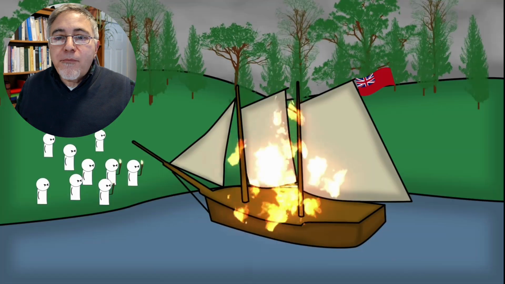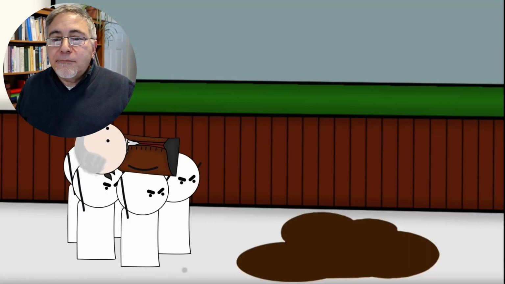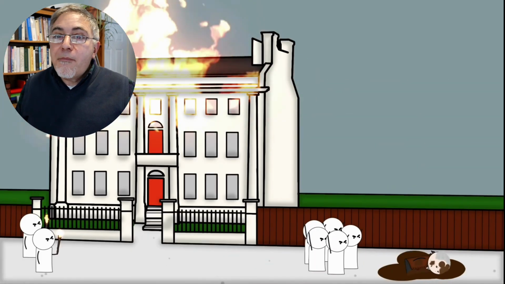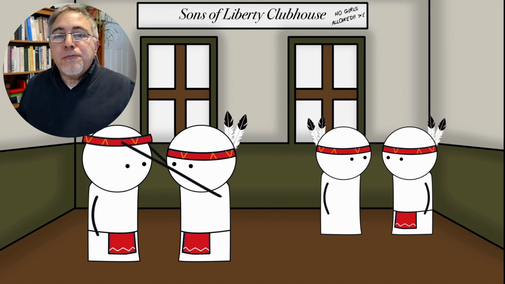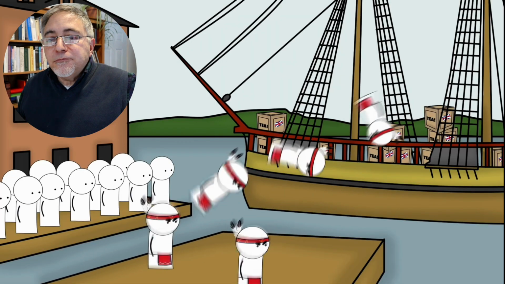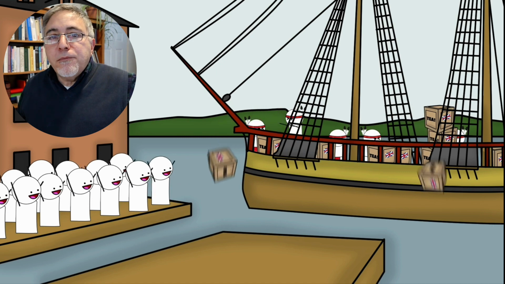A British revenue schooner that ran aground in Rhode Island was burned by the locals. When it came to light that the governor of Massachusetts supported the suppression of the colonists, his house was burned by the locals. And next, the colonists would set their sights on the remaining tax on tea. On December 16, 1773, a band of patriots known as the Sons of Liberty disguised themselves as Native Americans, marched down to Boston Harbor, boarded a British merchant ship loaded with tea, and in front of thousands of spectators, threw nearly 10,000 pounds worth of tea overboard.